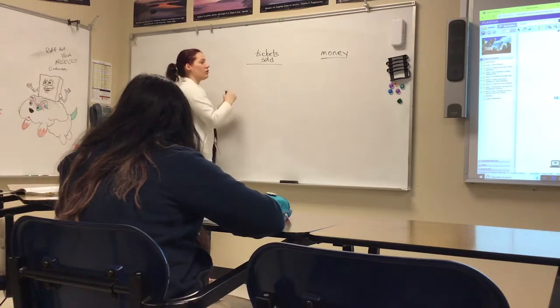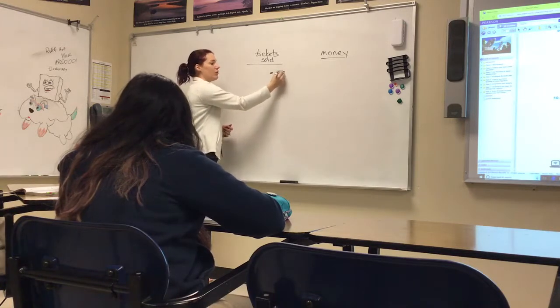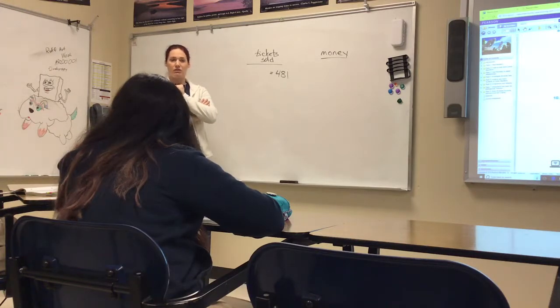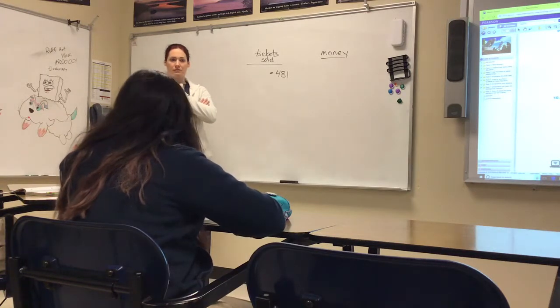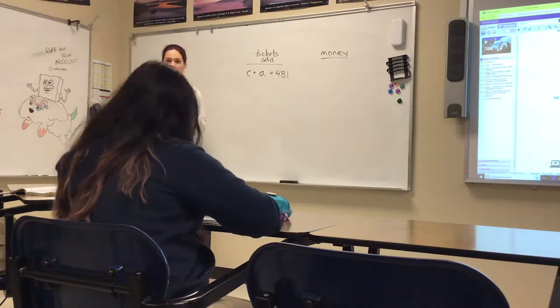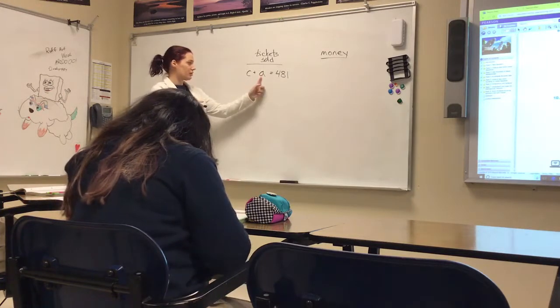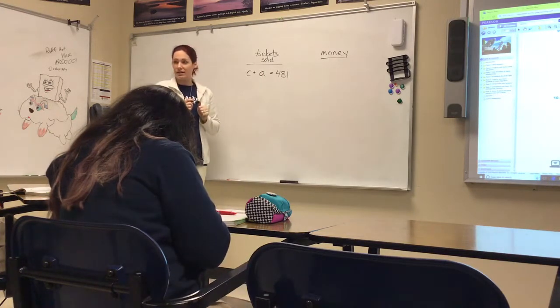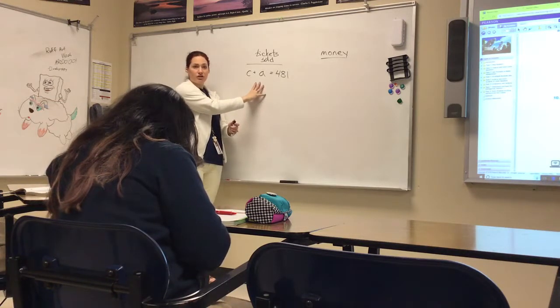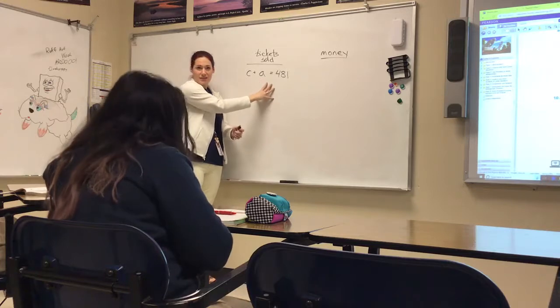So for the tickets sold, they sold 481 tickets. How did they sell 481? Children and adult tickets, so C plus A. The children tickets and the adult tickets give me 481 tickets total. This is the equation we solve first because it's easy.